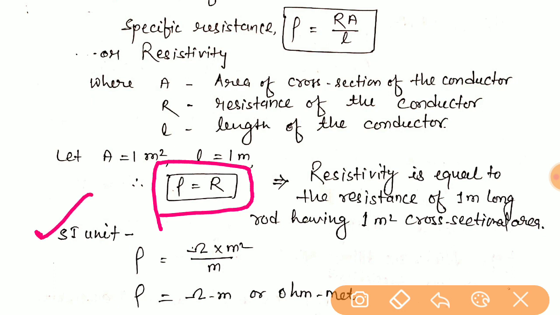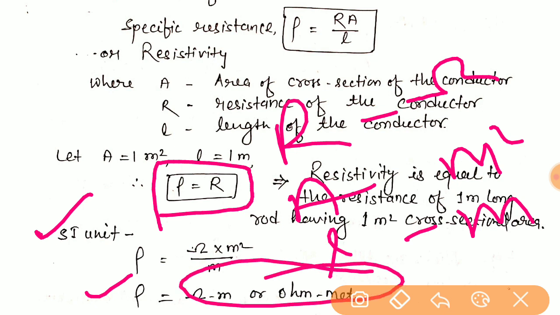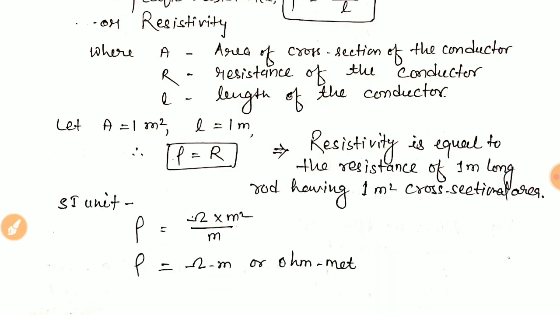Let us see the SI unit of the specific resistance. As we know the unit of resistance is ohm, area unit is meter square, and length unit is meter. So in this case we get the SI unit ohm meter. This is the SI unit of the specific resistance.